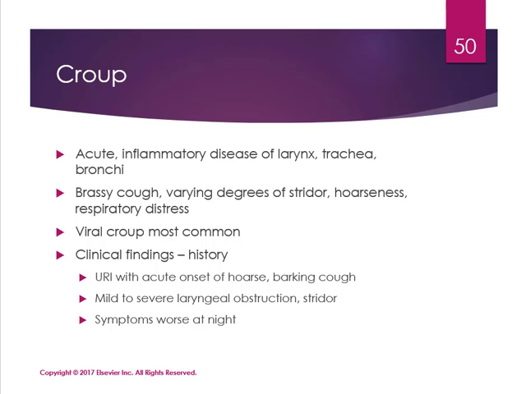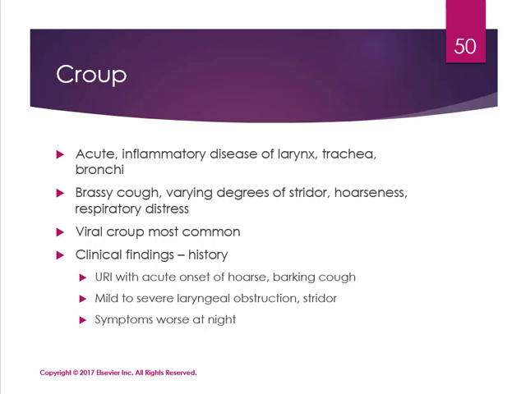What is seen is going to be dependent on the infectious agent that's caused the croup and the extent of the airway involvement. And your history may include some of the following: an upper respiratory infection that was acute in onset and with a hoarse barking cough. They may have mild to severe laryngeal obstruction. There may be some stridor. Symptoms may be worse at night. They may or may not have a sore throat, and the duration is typically 3 to 5 days for a viral croup.